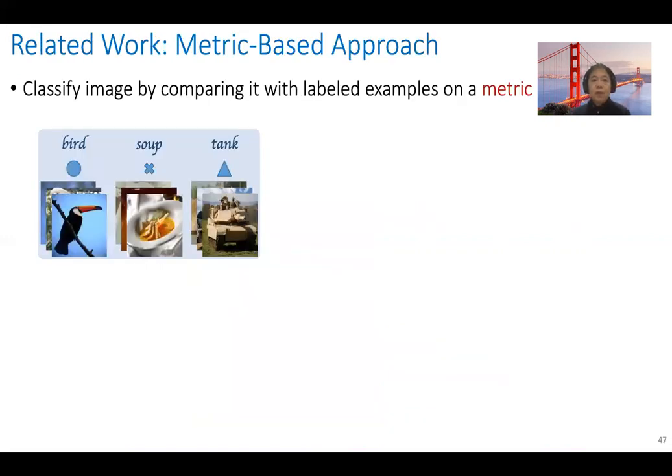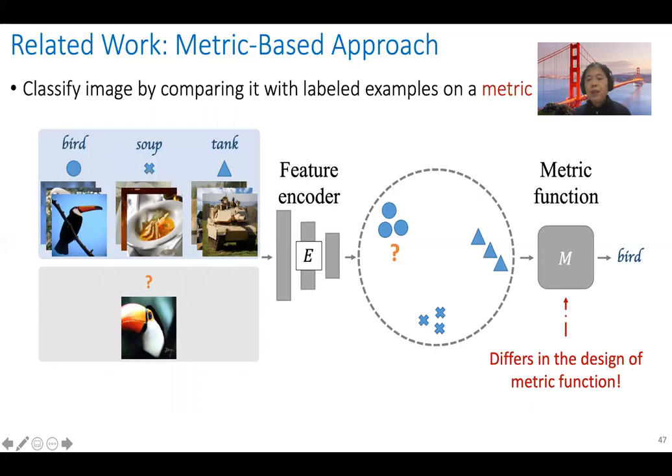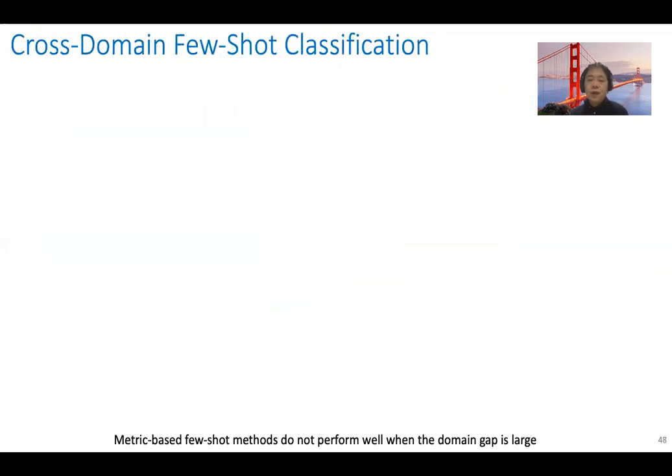There are several approaches. In this work, we focus on the metric-based approach. In general, you have a support set and query, and you apply a feature encoder. Then the main idea is to use a feature metric function to bring them together and infer the result. All the methods differ in the design of the metric function.